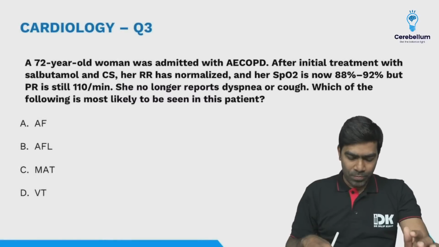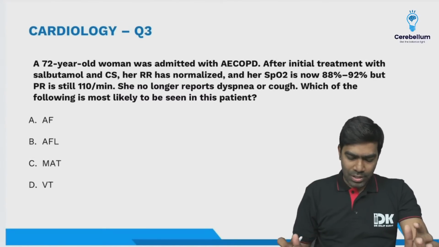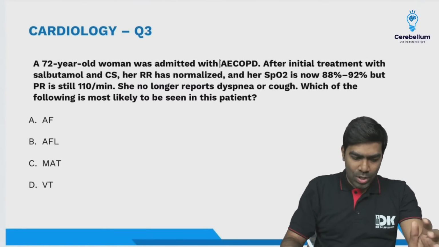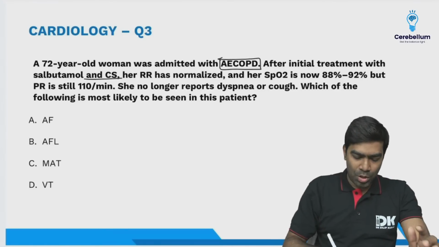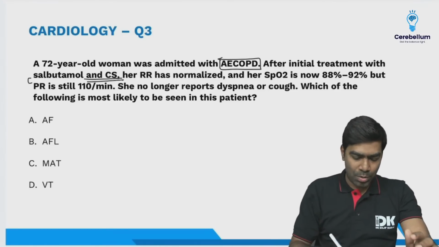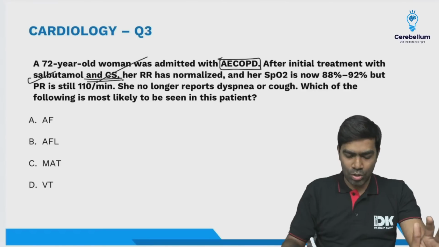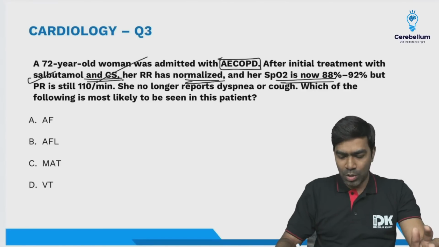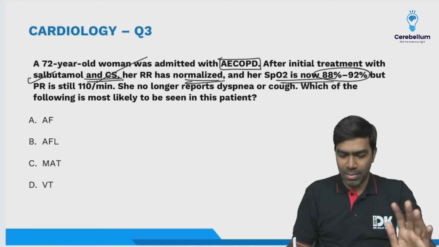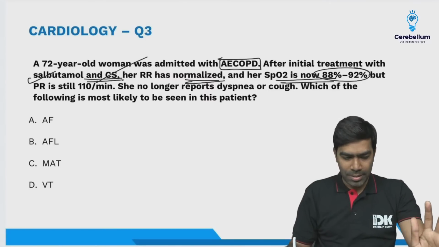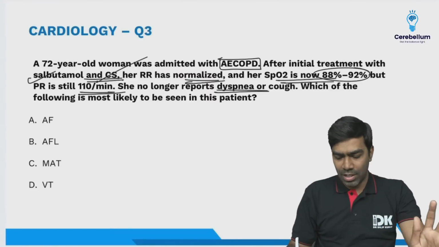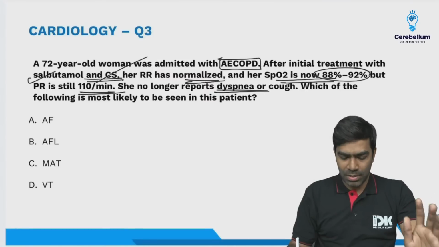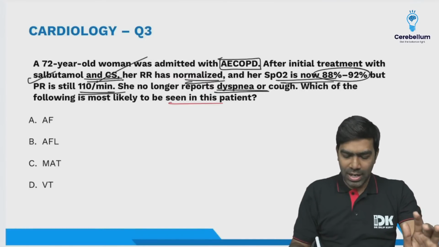Then moving on to question number 3. A 70-year-old woman was admitted with acute exacerbation of COPD. After initial treatment with salbutamol and corticosteroids, probably dexamethasone or hydrocortisone, the respiratory rate has normalized and the SpO2 is now 88 to 92, which is the target in many patients with acute exacerbation of COPD. But the pulse rate is still 110 per minute. The patient is not having dyspnea or cough, but the pulse rate is around 110 beats per minute. Which of the following is very likely to be seen in the patient?